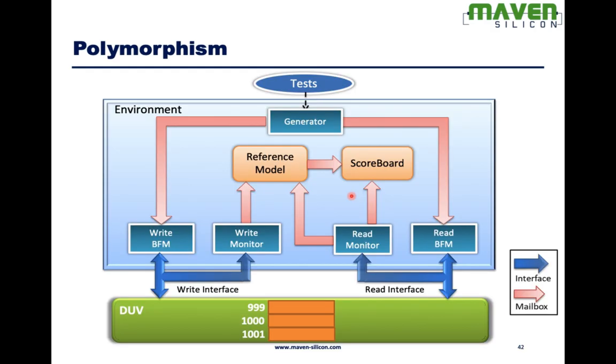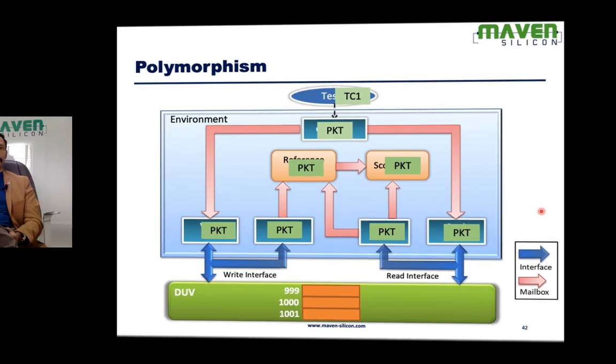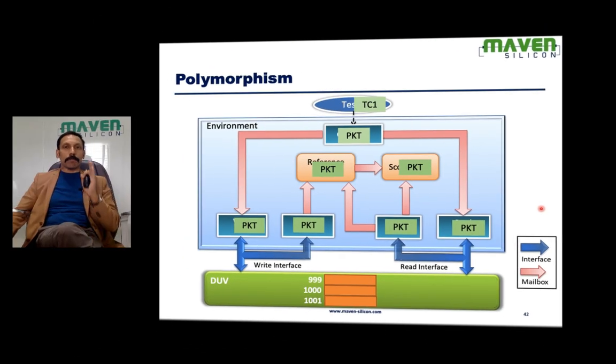Now let's look at how we can use polymorphism to generate different kinds of scenarios. By default, the complete environment will be created with the base class. So obviously it's going to drive only even parity. So test case 1, even parity. But test case 2, it's going to use extended packet 1. So it's going to generate odd parity. And test case 3, it's going to generate odd parity with delay.